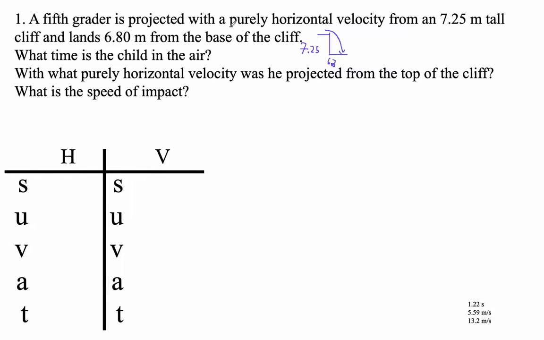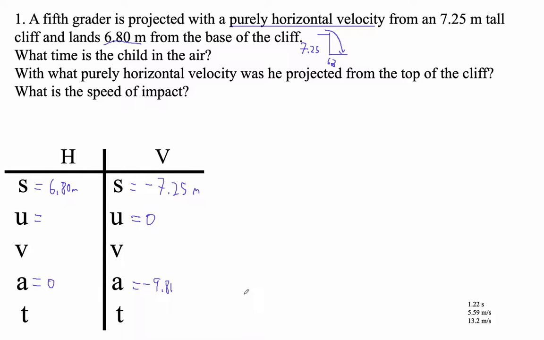So purely horizontal velocity means that the initial vertical velocity is 0. There's no vertical velocity, right? This is something, but we don't know what it is. The cliff is 7.25 meters tall, so from the top of the cliff down, it's 7.25 down. Don't forget that minus sign. They land 6.8 meters from the base of the cliff, so the horizontal displacement is 6.80 meters. The acceleration here is 0. The acceleration here is negative 9.81.